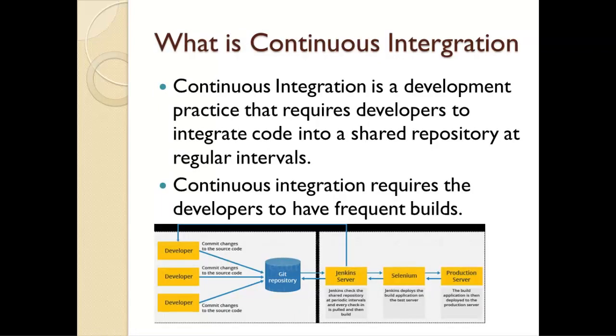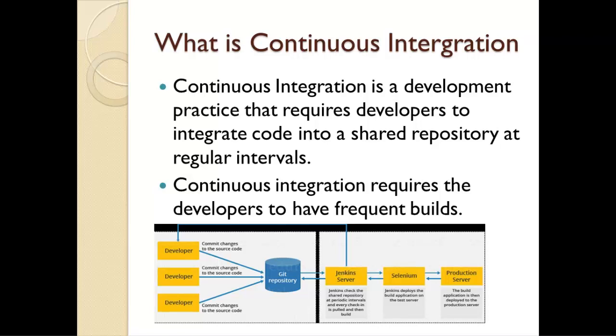Next, what is continuous integration? Jenkins is a continuous integration tool, so we need to know what continuous integration is. For example, a single developer will not develop an entire application. There will be many developers involved in a particular project. At that time, every code, either the changed code or the newly created code, will be collected and stored in a shared repository. Here the shared repository will be Git.